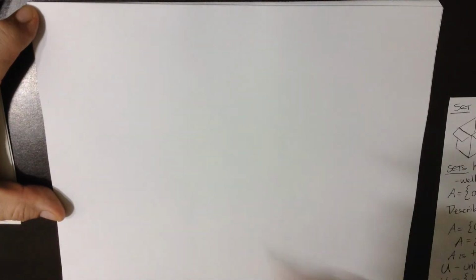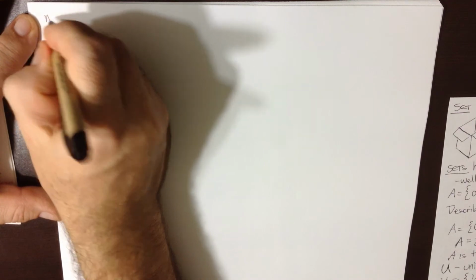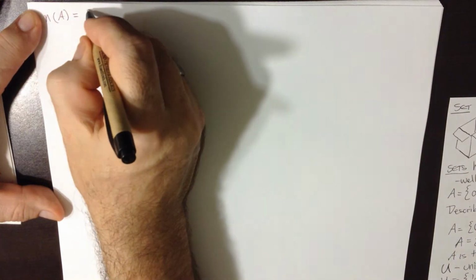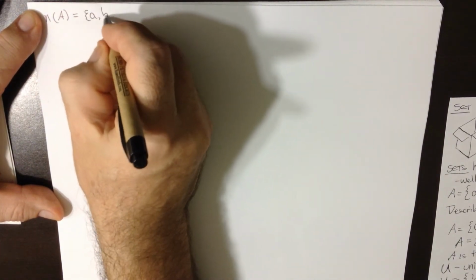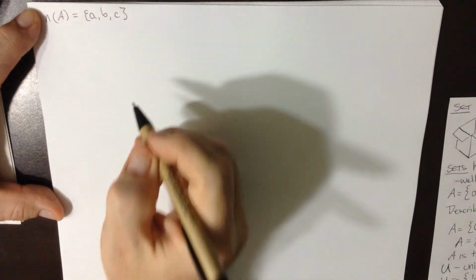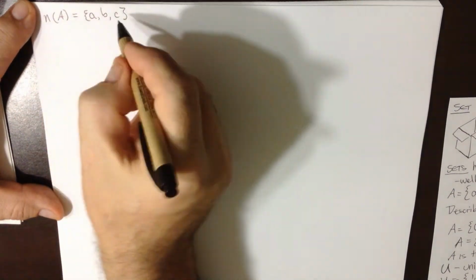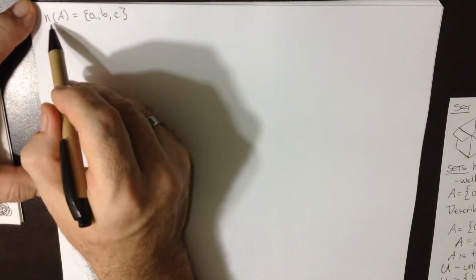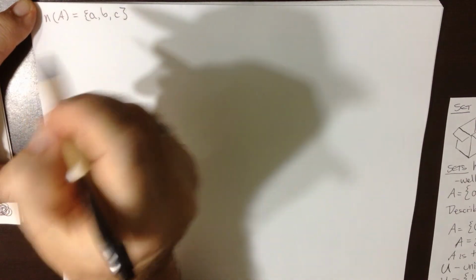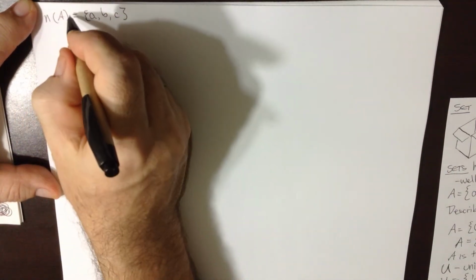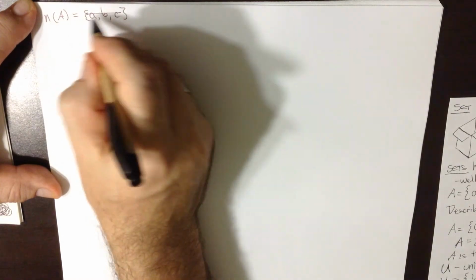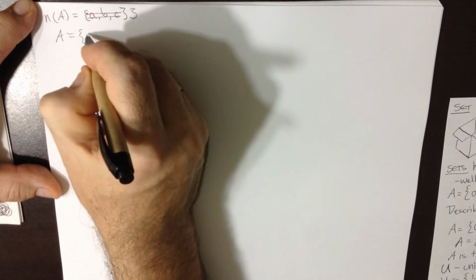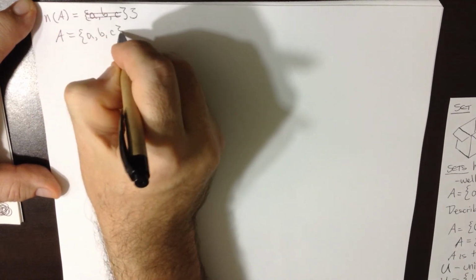Let's think about this. Let's do a simpler problem. Let's say the number of elements in our set A is just 3. A, B, C. Well, I started out by saying the number of elements is 3, but then I went ahead and wrote the whole thing out. So, oh well. The number of elements in A is 3. The elements themselves are A, B, and C.